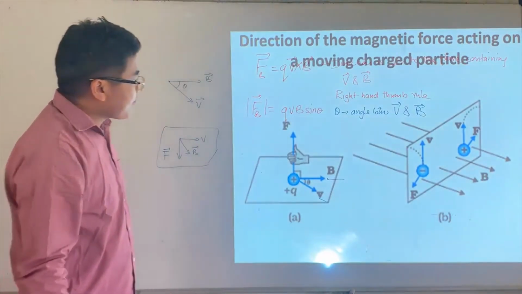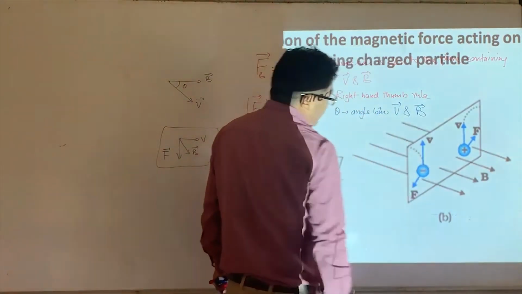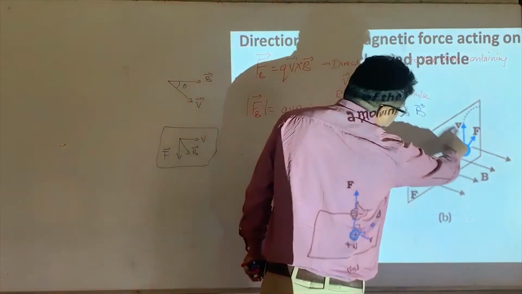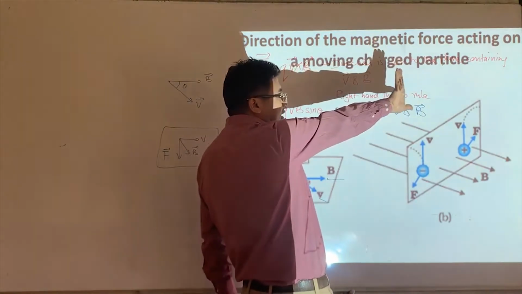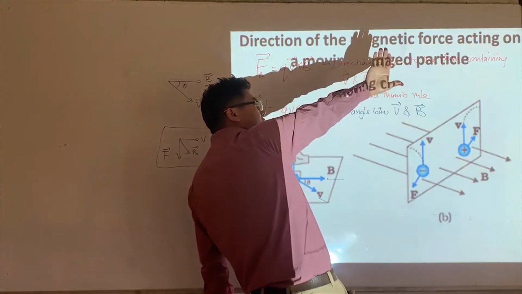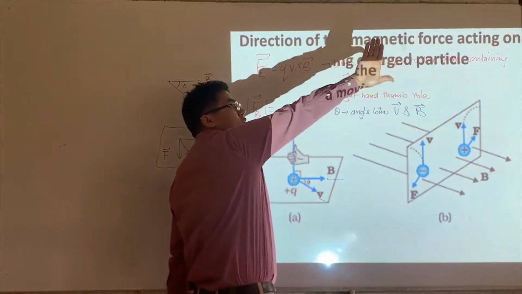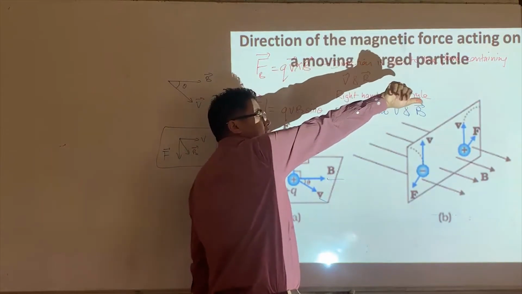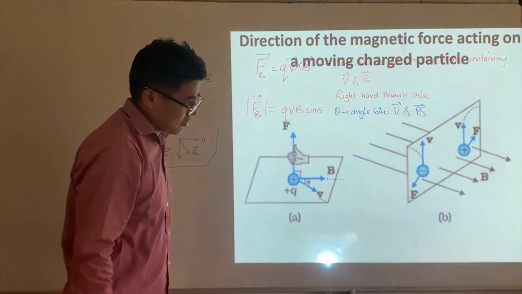And then this is again what I have for a positive charge. Look here. This is the magnetic field, this is the velocity, and then the magnetic field is this, right? So velocity, magnetic field. Where is the direction of force? Force is in this direction, right?